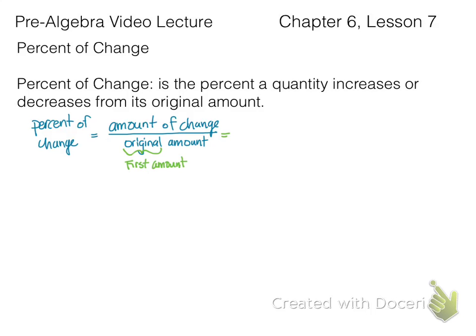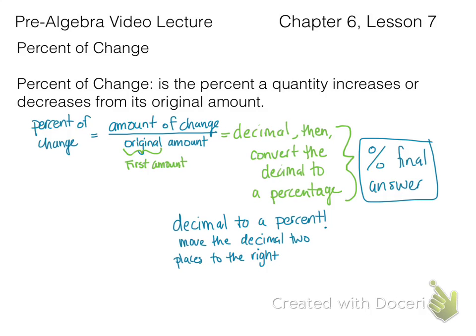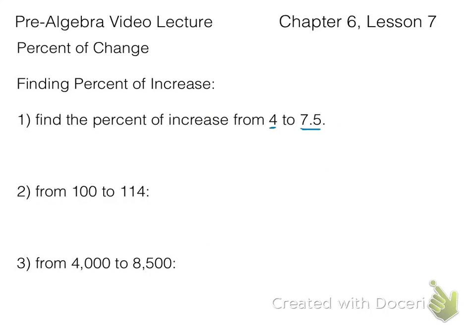The only thing is you are going to get a decimal when you do this, but then you have to turn the decimal into a percent, which just means that you're going to move the decimal 2 places to the right. Pretty easy, cheesy, lemon squeezy. All right, so let's do some math with this. We're going to find the percent of increase from 4 to 7.5.